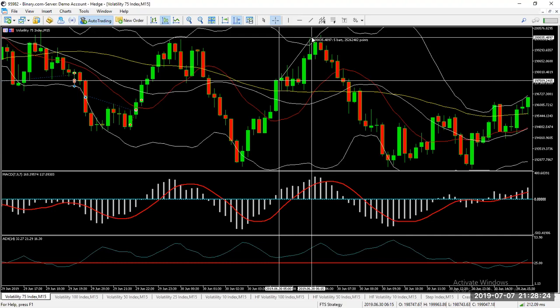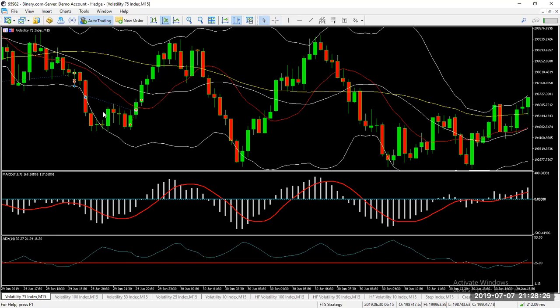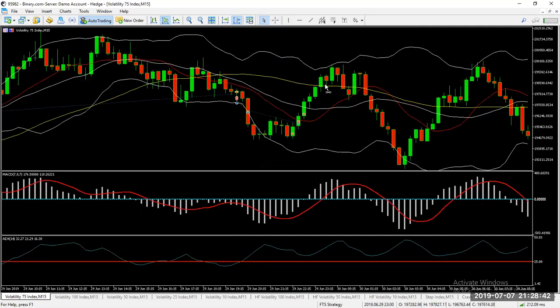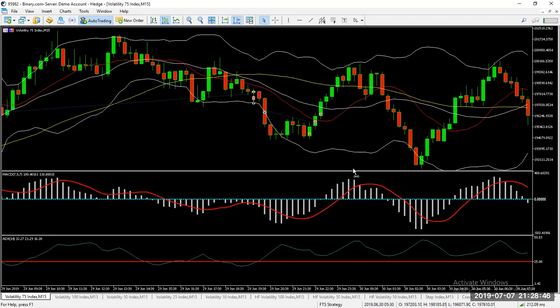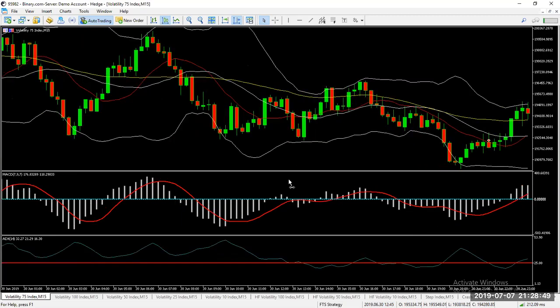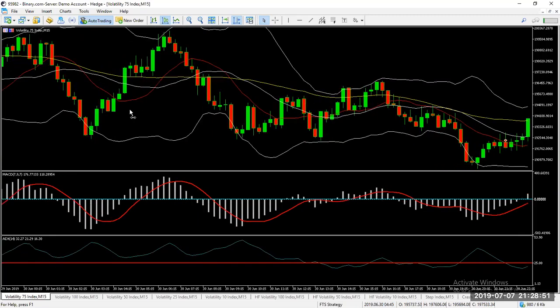You understand? So this particular region alone gave us 3 opportunities. So that is really what the whole strategy is all about. And it's tradable very easily. It is applicable to any market.